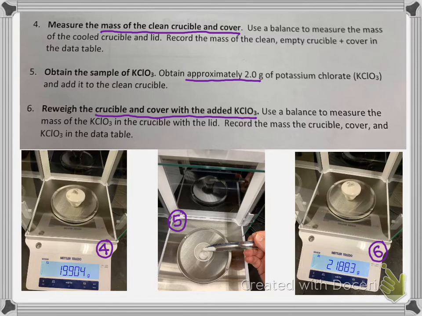Now, how would I determine the mass of my potassium chlorate? If you take the mass from step number 6 and subtract the mass of just the crucible and cover, this would be the mass of the potassium chlorate that I put into the container, which I think is also a spot on your data sheet.